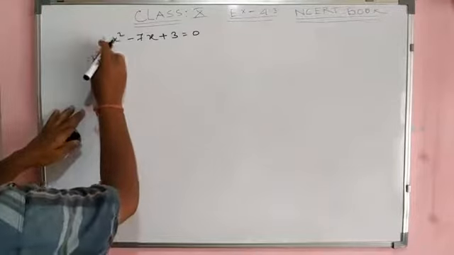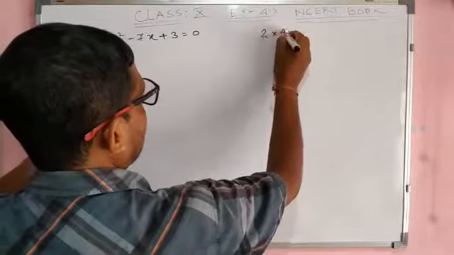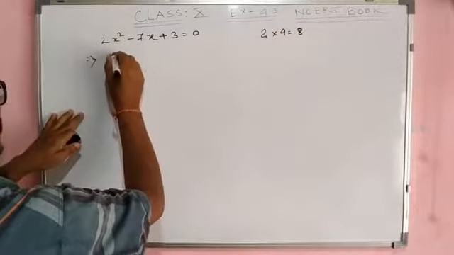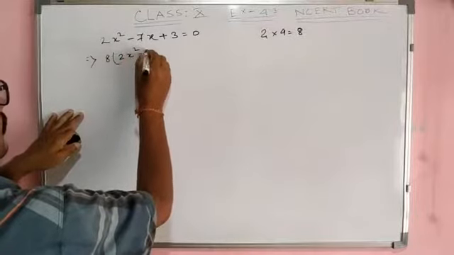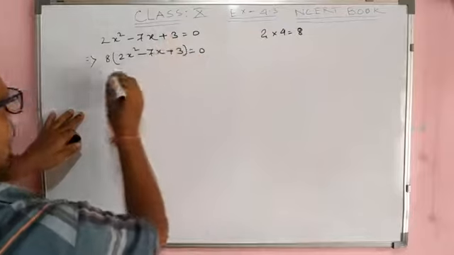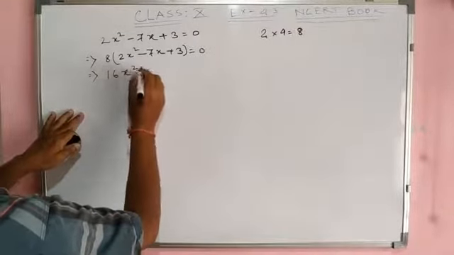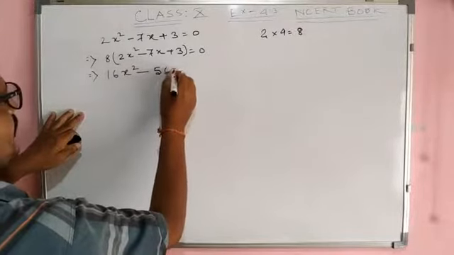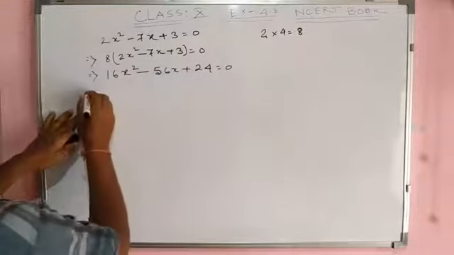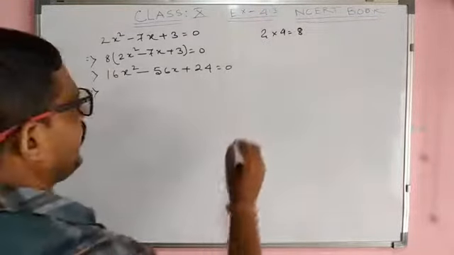Here the coefficient of x square is 2. So let us multiply 2 by 4. It will be 8, and by this 8 we will multiply the equation on both sides. Now it will be 16x square minus 56x plus 24 equal to 0.